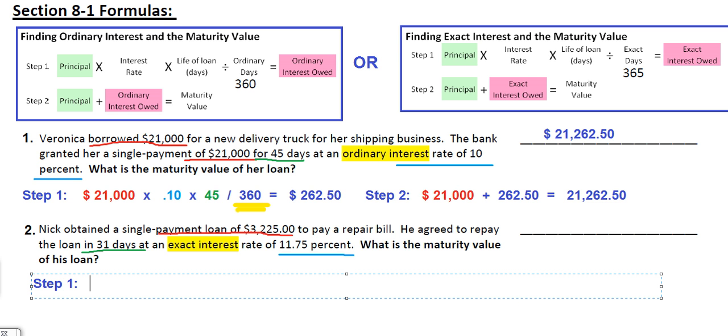Step one, what is the principal? In this case, it's $3,225. And what we're going to do is multiply that times the interest rate. Well, when you look at it, it's 11.75%. But we don't like working with percentages, so let's move the decimal over twice to the left. And when you do that, it becomes 0.1175. We're going to multiply it times however long we're borrowing the money, which is 31 days. And then lastly, we divide it by the exact days.